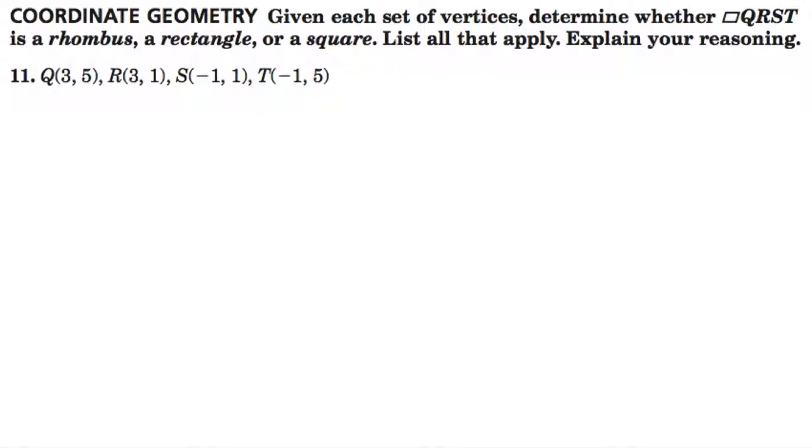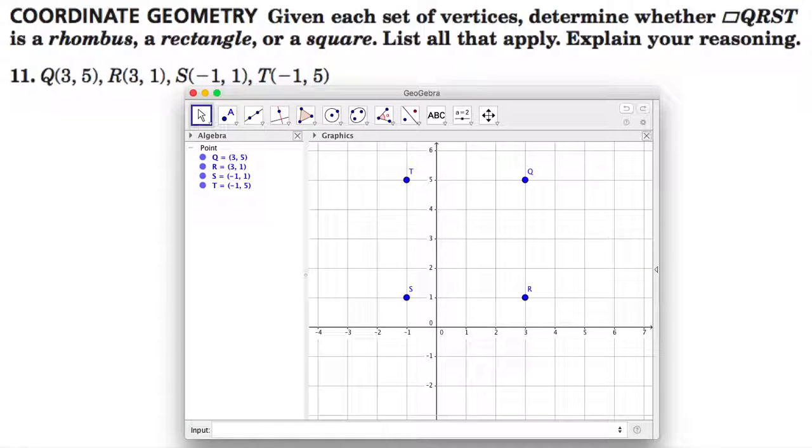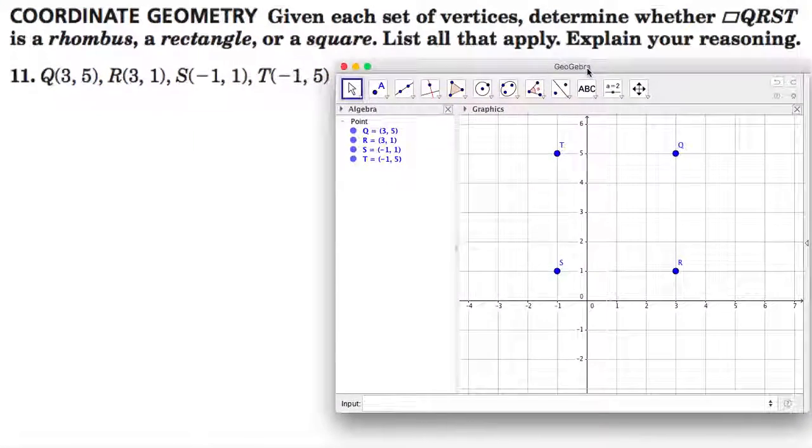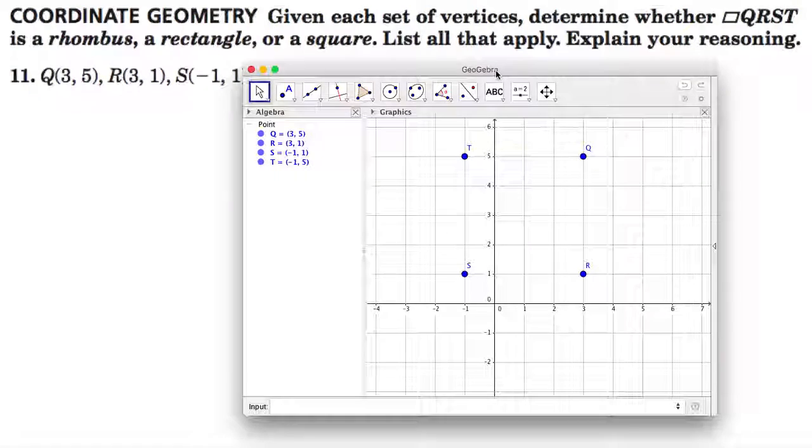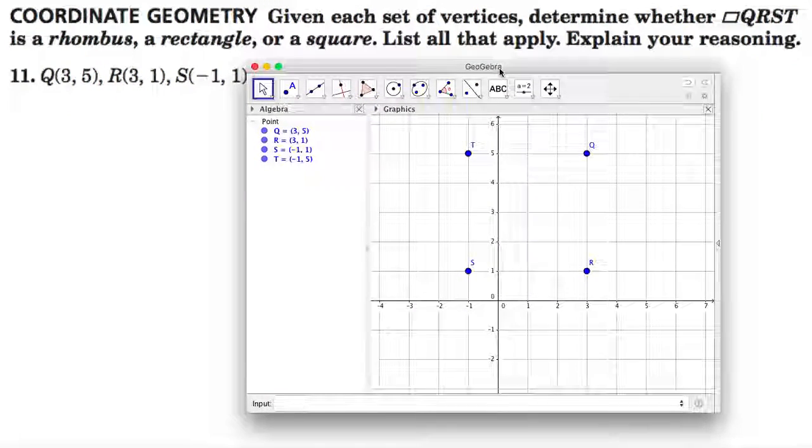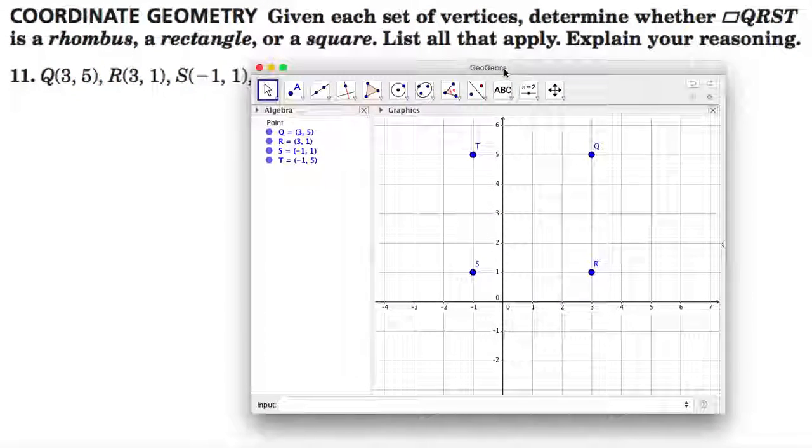So here we are given that we have a parallelogram QRST, and I actually graphed those points right here. You can see I have QRST. We graph these points and we get a parallelogram, and we want to figure out if it's a rhombus, a rectangle, or a square. And keeping in mind it could be both.